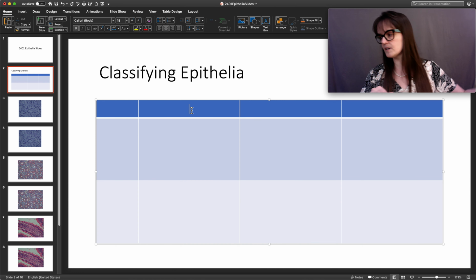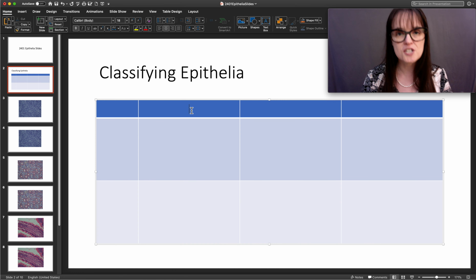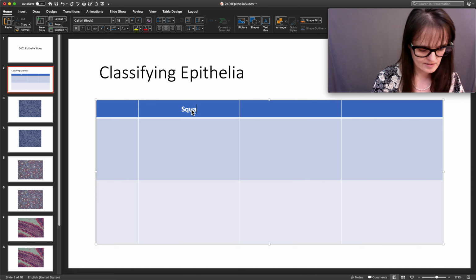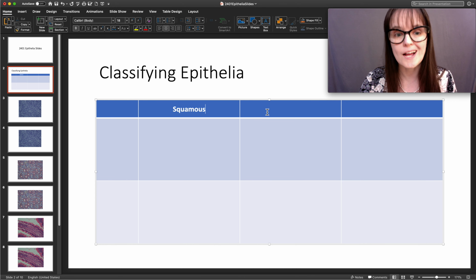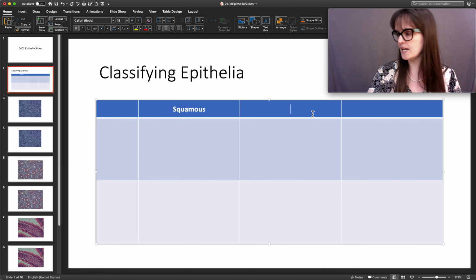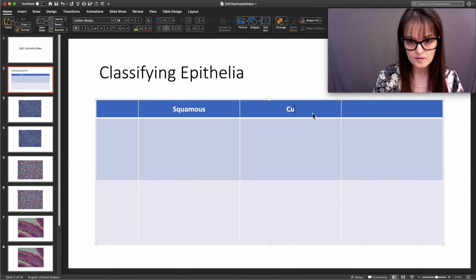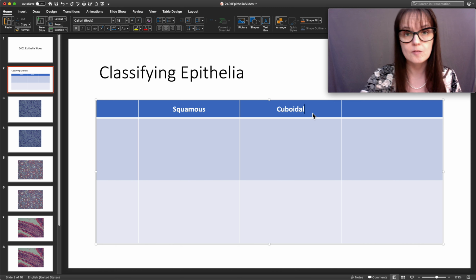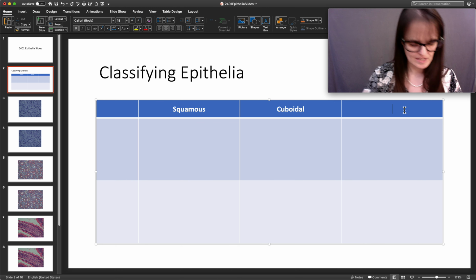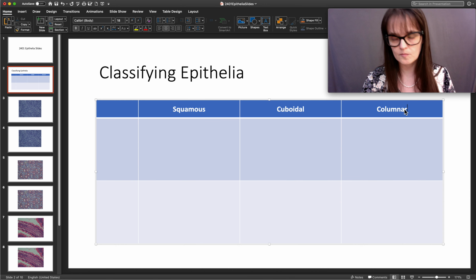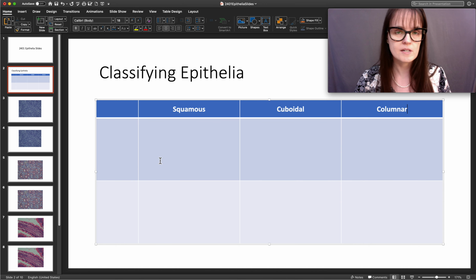We're going to go across the top with the shape of the cell. So first is squamous, which means flat, like squashed. And next is cuboidal, which means cube-shaped. And columnar, which is column-shaped, taller than it is wide.